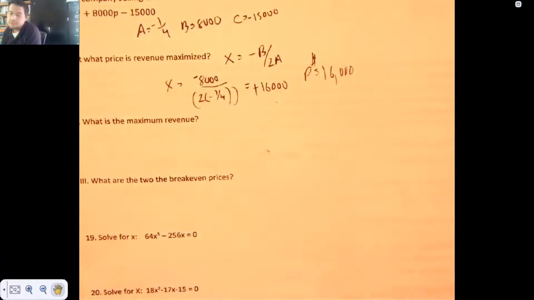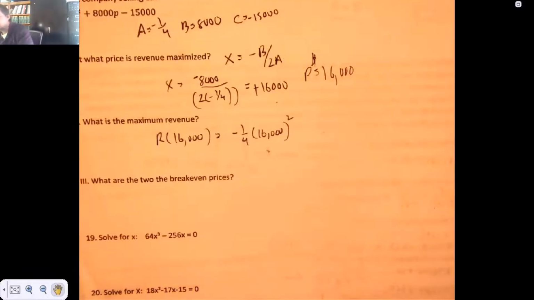What is the maximum revenue? That is found by plugging that in. The maximum revenue happens when the price is 16,000. So we're going to find the revenue of charging 16 grand for a mower. I know some of y'all think that's just for a lawnmower. Oh yeah, easy. Negative 1/4 times 16,000 squared plus 8,000 times 16,000 minus 15 grand.